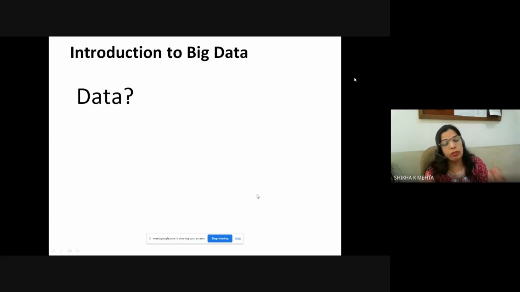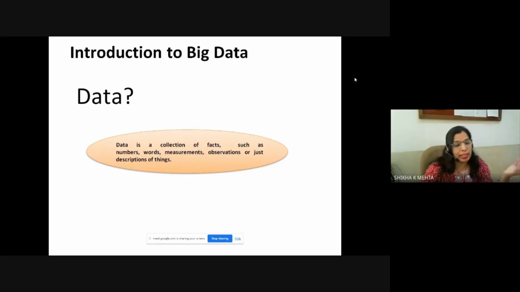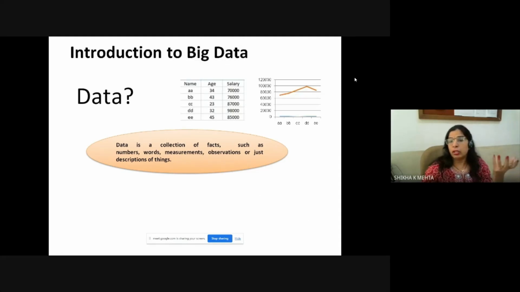We have mobile phones with multiple sensors and numerous applications running on them. We are talking about various web applications. Everywhere the data is coming up. Satellites generate a lot of data from various kinds of observations. Whatever is happening around us, each and every activity is generating data. Technically, these are raw facts and figures, like numbers, words, measurements, observations, or descriptions of things.